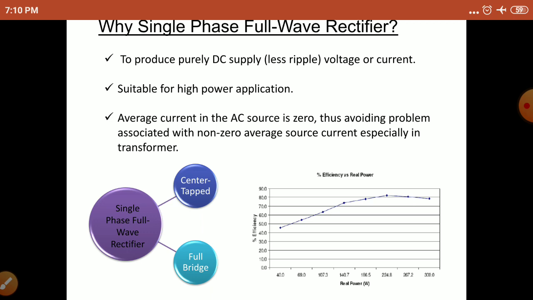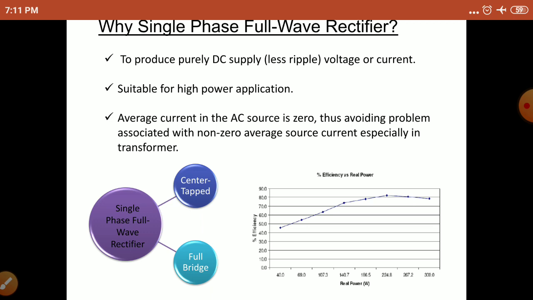Especially in the case of transformers, if you're using a transformer, some problems may happen. If you're using single phase rectifiers, all these problems may be avoided. That is why single phase full wave rectifiers are used. The main reason is that single phase full wave rectifiers are used for high power applications, whereas single phase half wave rectifiers are not used for high power applications. That is the main idea behind it.